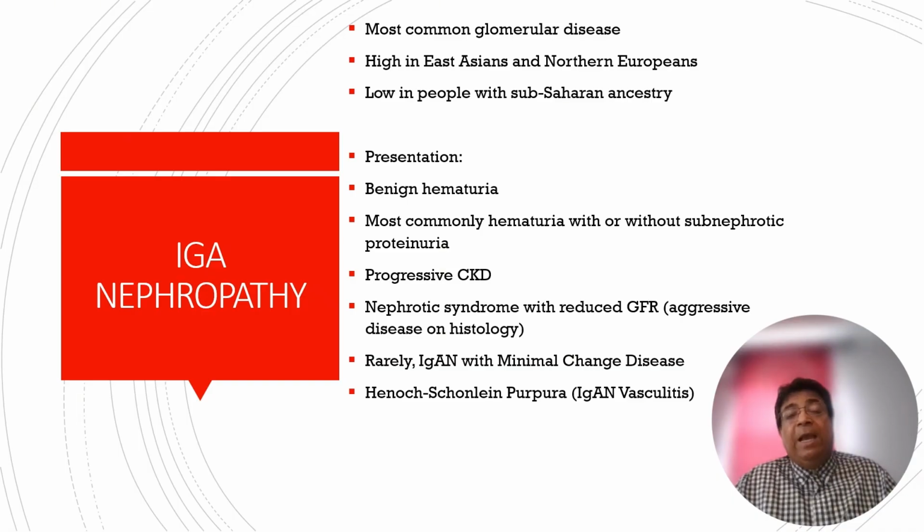IgA nephropathy can present as progressive CKD or nephrotic syndrome with reduced GFR, and this tends to be aggressive disease on histology. And rarely, IgA nephropathy can present with concomitant minimal change disease. And IgA nephropathy vasculitis is what we know as Henoch-Schönlein purpura.